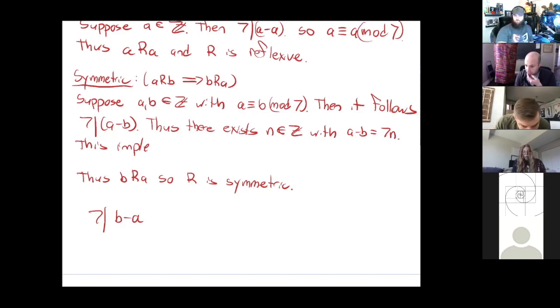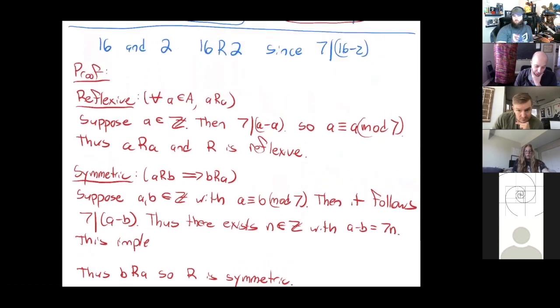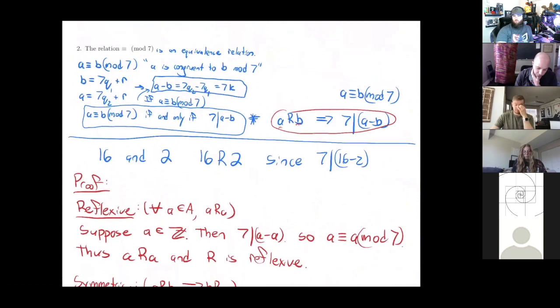So there's a question about does 7 divide A and 7 divides B? No, we don't know that. What we know is that they have the same remainder when we divide them by 7. So 7 doesn't need to divide A or B, but what does need to be true is they have the same remainder, and that's why 7 divides their difference, because those remainders would cancel each other out.